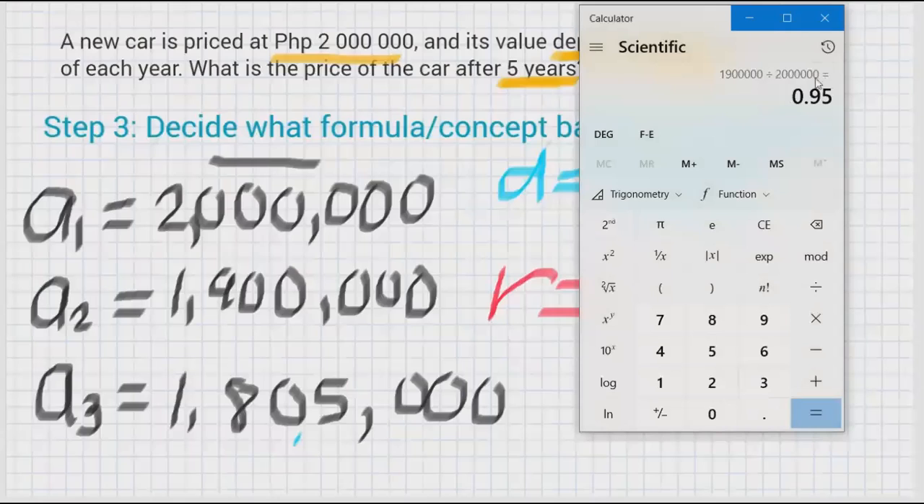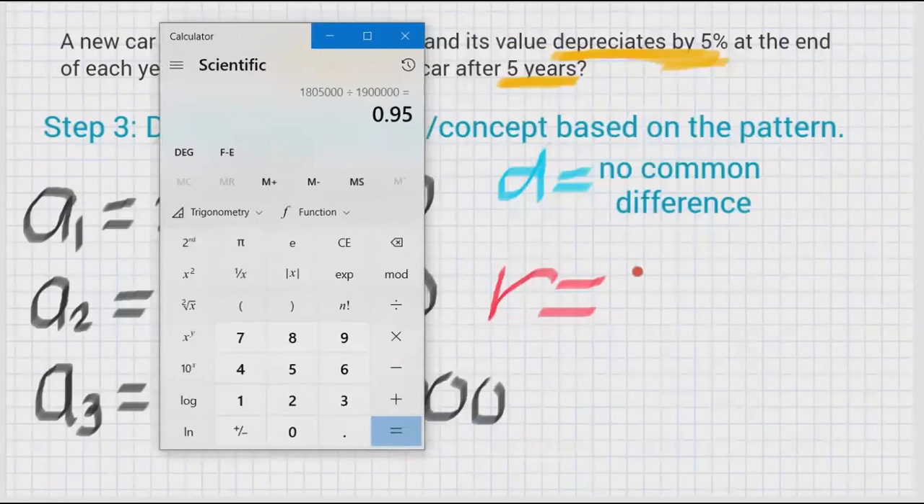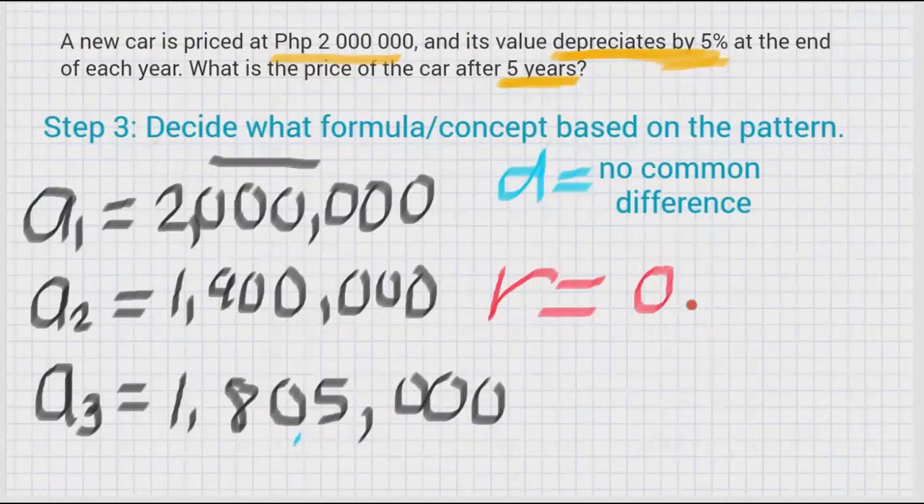So this is 0.95. Okay, and then let's try the third term divided by the second term, 1.805 million divided by 1.9. So that's 0.95. So we see that there is a common ratio. So the common ratio is 0.95.